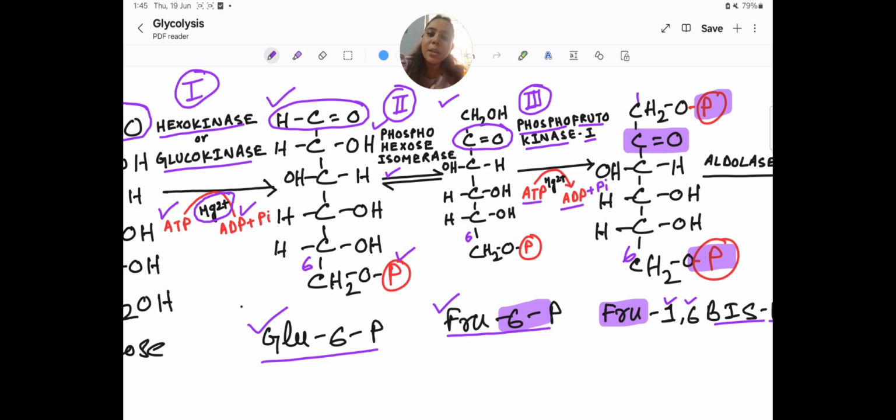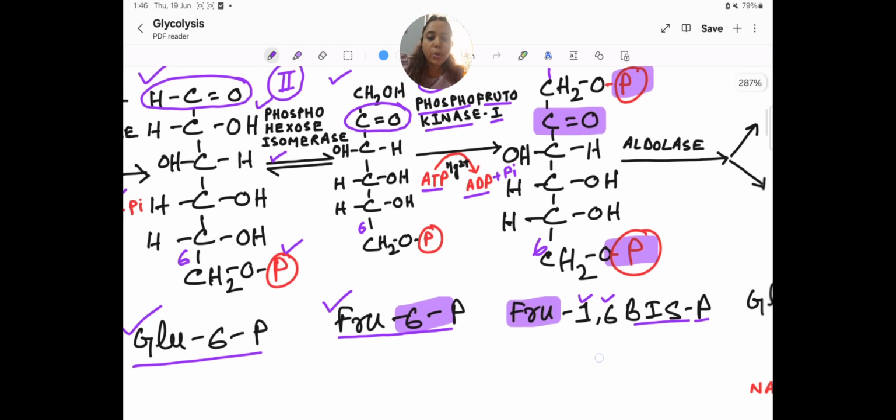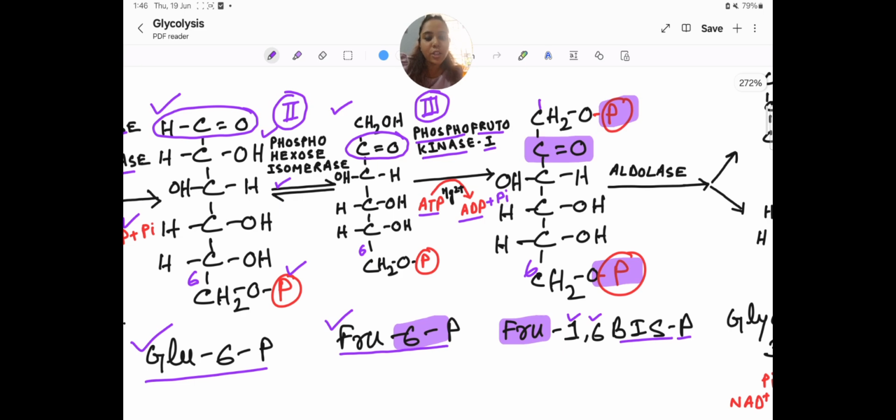In the next step, the second step, glucose 6-phosphate is converted to fructose 6-phosphate. It's an isomer, and this step is also isomerism. That is why a reversible arrow is given here. This enzyme is named phosphohexose isomerase because they are 6 carbon compounds, that is why hexose, and this is isomerism, so phosphohexose isomerase. Okay, next, fructose 6-phosphate is changed to fructose 1,6-bisphosphate.